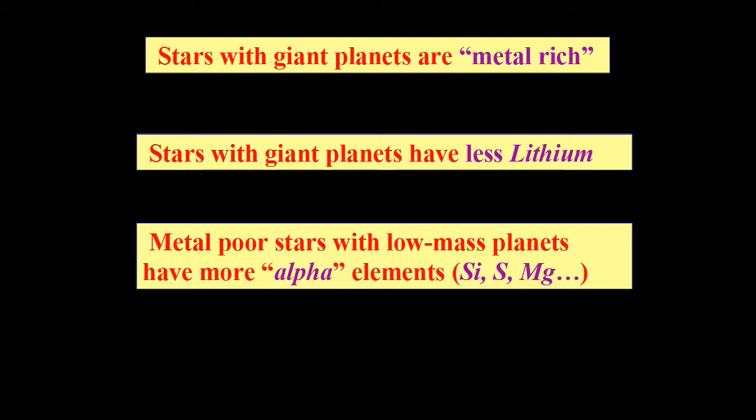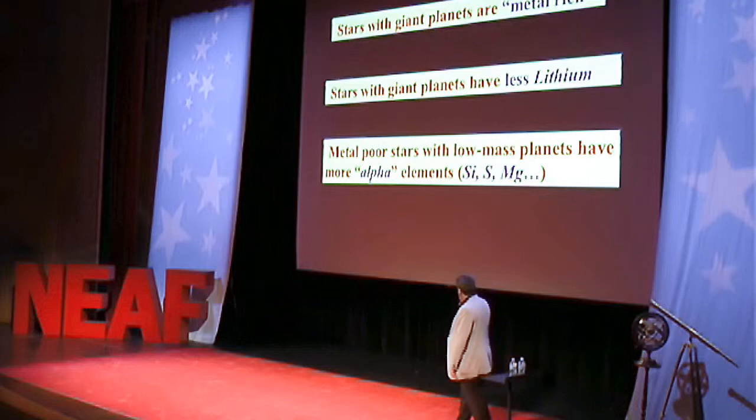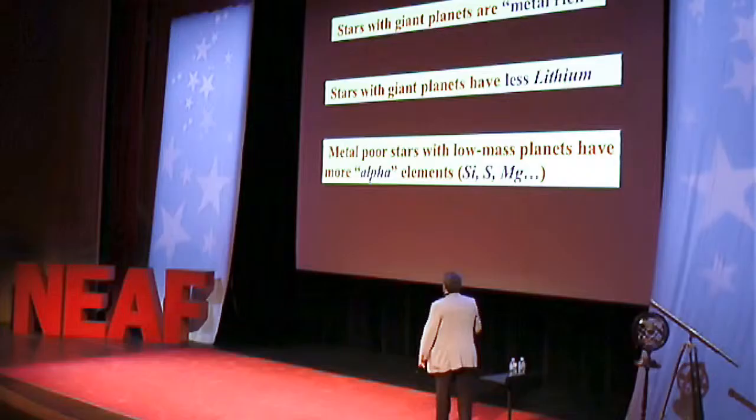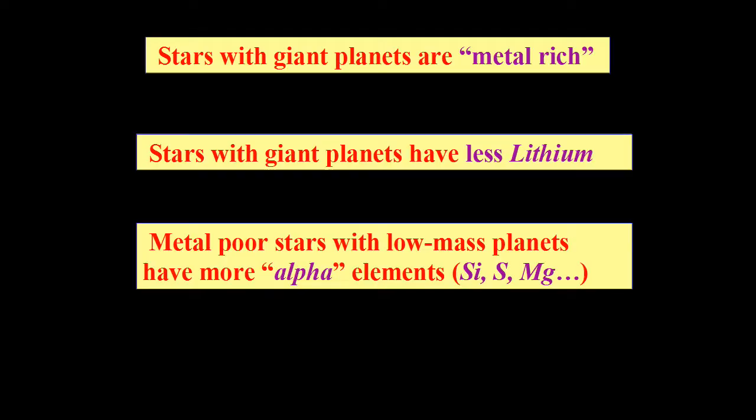These are the most important conclusions that I can make. And metal-poor stars with low-mass planets have more alpha elements like silicon, sulfur, magnesium and so on. So I would say today we know only these three things. We are certain about these three observational facts, nothing else. The rest is really, I mean, there are so many things going on in the field, people publishing articles about peculiar chemical elements and so on, but nothing is so clear or certain, except these three observational facts that I can outline today. Well, probably this is all about stars with planets and without planets.